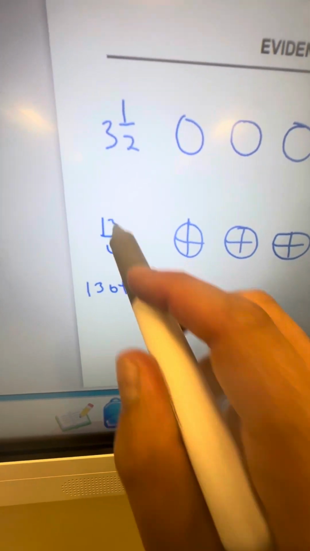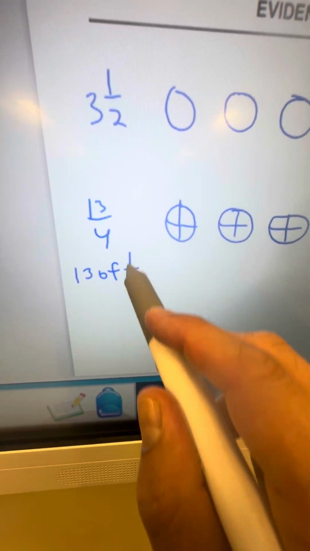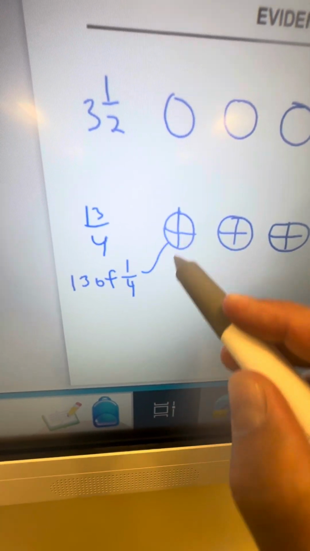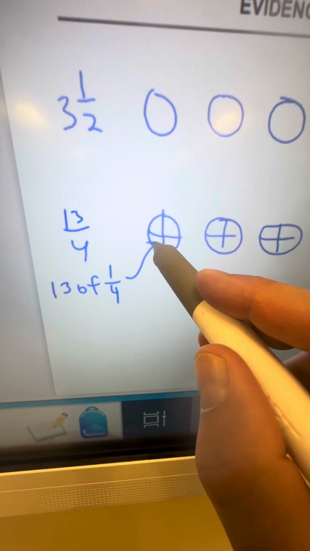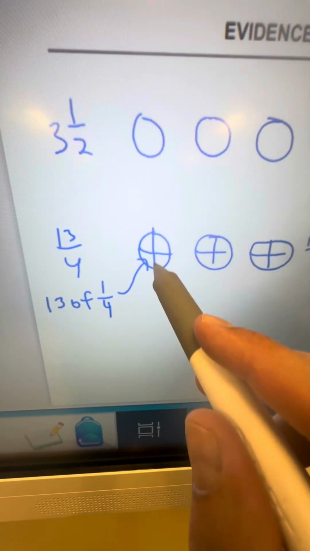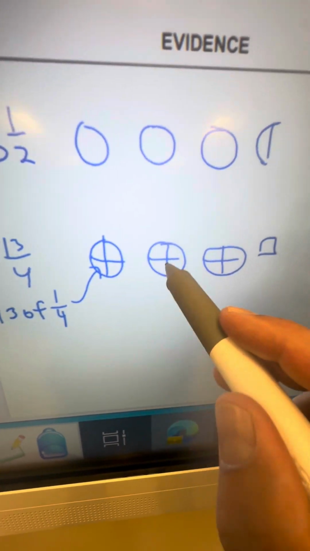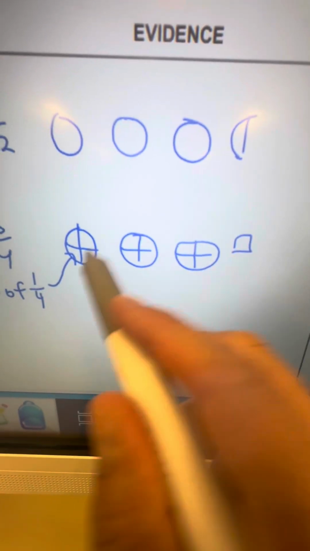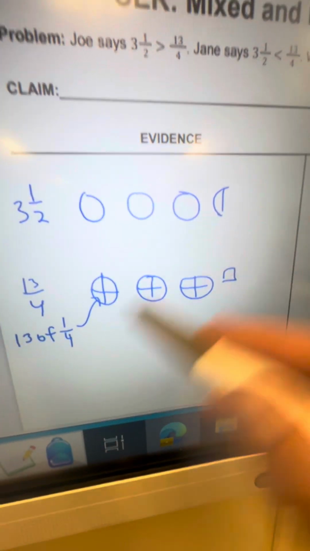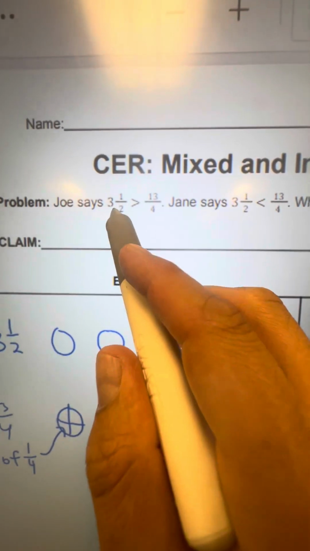Another way of saying that is 13/4 is like saying you need 13 of these. So remember, 1/4 is one of these out of the 4. So 1 out of 4, 1 out of 4. So I need 13 of those. So let's count it out. 1, 2, 3, 4, 5, 6, 7, 8, 9, 10, 11, 12, and then 13. So we have 13/4.